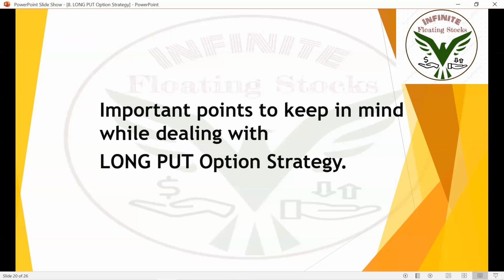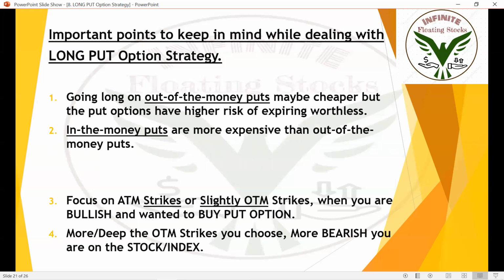So, important points to keep in mind while dealing with the long put option strategy. Very simple. So going long on out of the money puts may be cheaper. Remember those strikes which I have shown you, that they are available for 3 rupees, 5 rupees, 6 rupees.